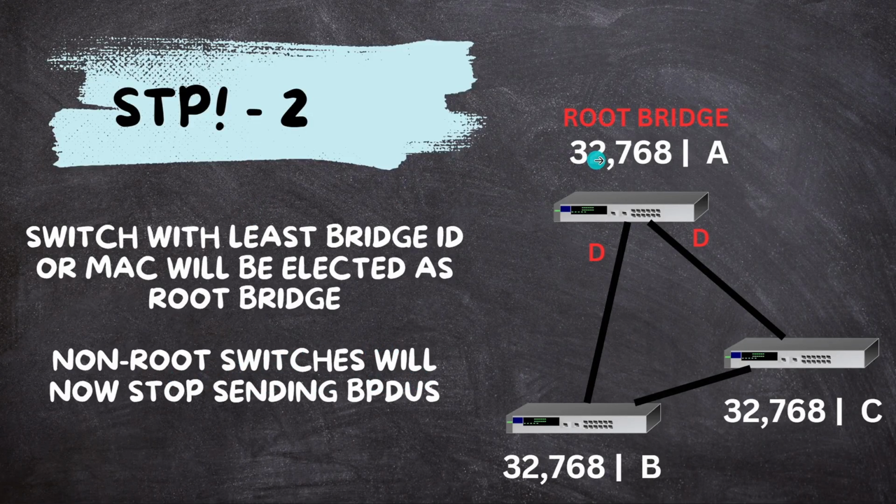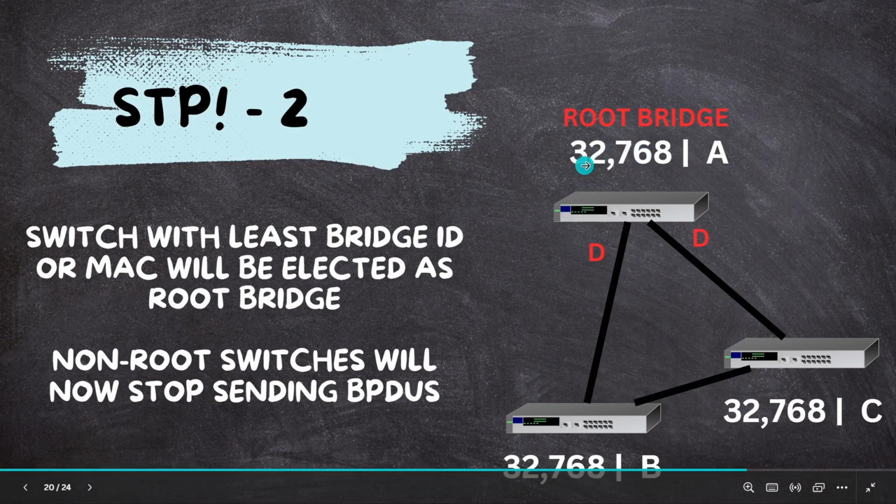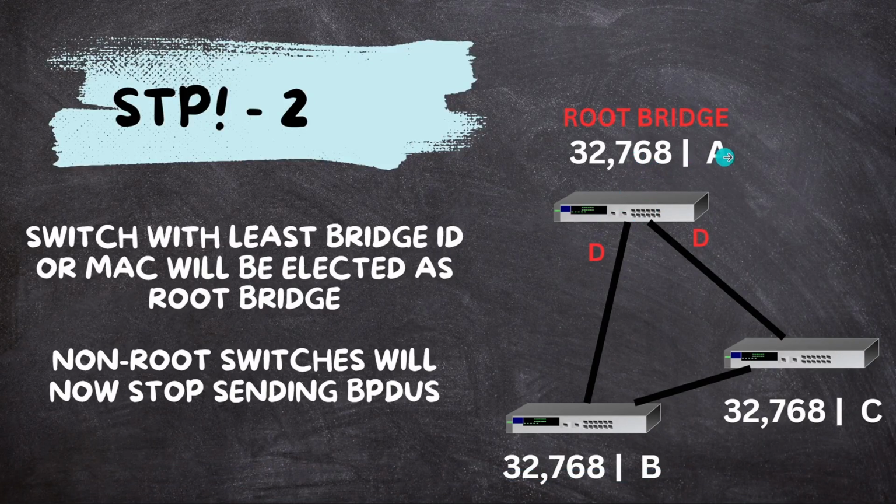So in step 2, let's say these are the 3 switches, and out of all of these 3 switches, the priority numbers are the same. You can see 32,768, that is selected by default. But the least MAC address is this A. So this switch will be elected as root switch after the BPDU exchange has been done.